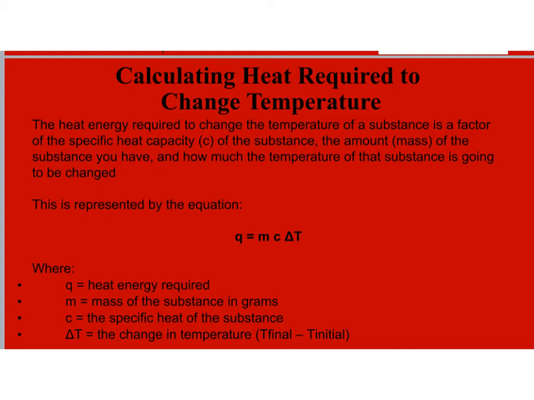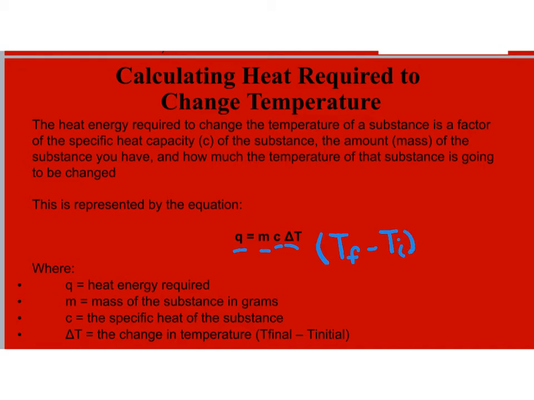So knowing about specific heat, we can actually calculate the heat energy required to change the temperature of a substance. It's a factor of the specific heat capacity of the substance, the mass of substance you have, and how much you want to change the temperature. And we have this equation, Q equals mc delta T, where Q is heat, m is the mass of the substance, C is the specific heat capacity of the substance, and delta T is the change in temperature, which is sometimes expressed as T_F minus T_I.